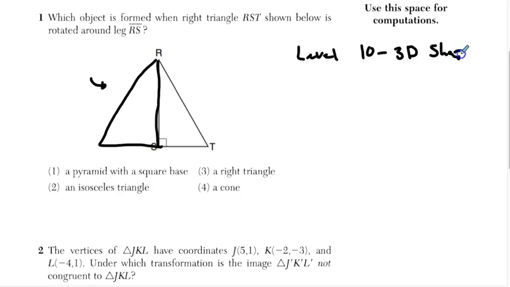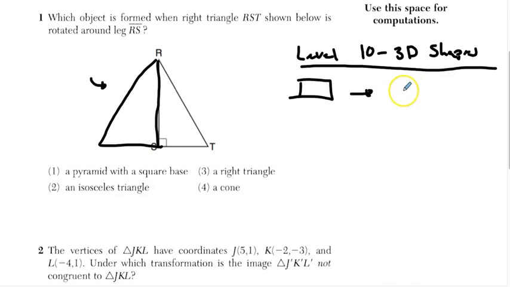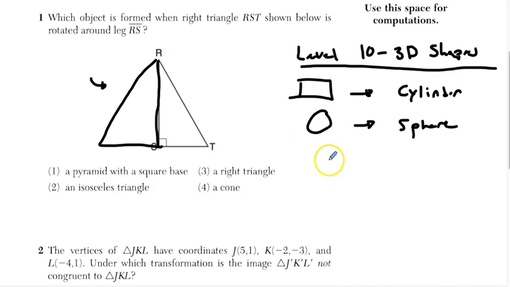And you might remember there's 3 different kinds of shapes that we rotate. If we take a rectangle and rotate it, we get a cylinder. If we take a circle and rotate it, we get a sphere. That's a 3-dimensional shape. And if we take a triangle and rotate that, we get a cone. So if you rotate these 2-dimensional shapes, you get one of these 3-dimensional shapes. Since we're rotating a triangle here, we get a cone.